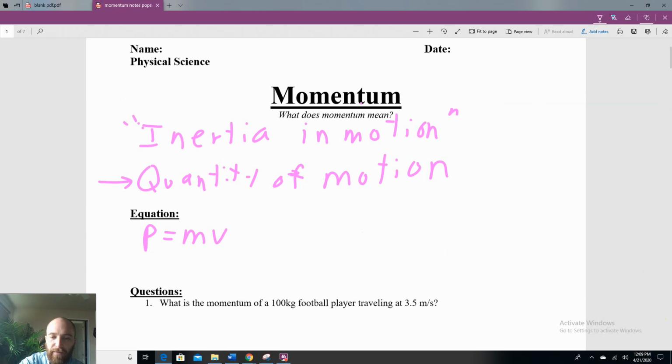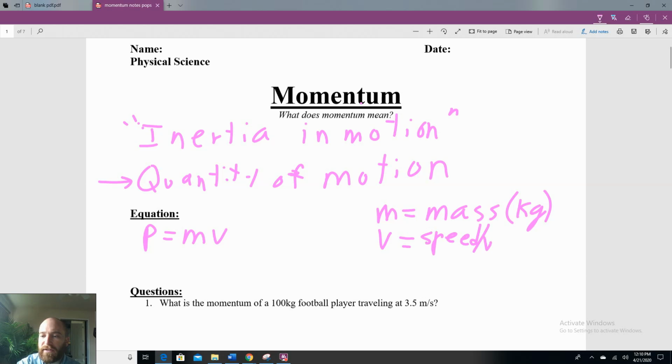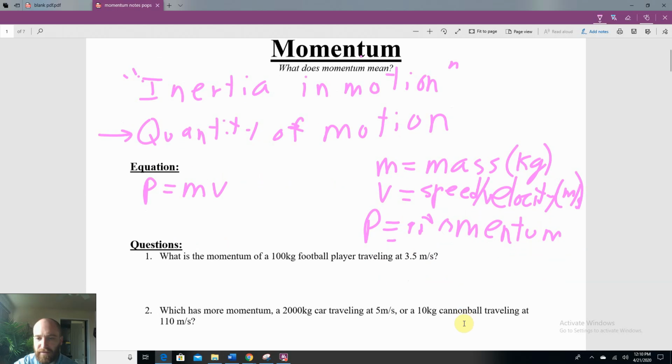P equals mv. So, m, let's start with the things we've seen before. M stands for mass, and the unit for mass is kilograms. V is going to stand for speed. I'm going to write speed / velocity, because again, they're kind of interchangeable. And we always measure that in meters per second. Which leaves P. For reasons that I'm not actually sure what they are, P stands for momentum. I guess M was already taken up by mass, and so this is P, momentum.